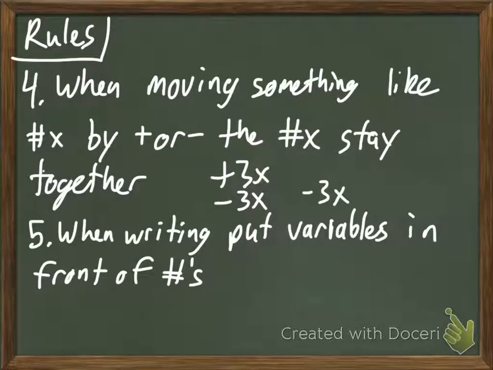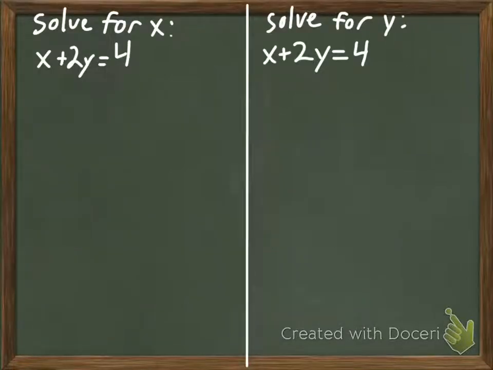And our last rule, when writing, put variables in front of numbers. So some of our equations are going to start with something like this, but after we've done some stuff, I want us to write it like this. So you can do it from the start if you want, or you can wait until you've worked through, but I want our variables in front of our numbers. That's going to mean a lot later in the class. So if we get in the habit of doing it now, it'll make things easier later. So I'm going to do 3 examples for you, and then you'll be able to do your practice problems.